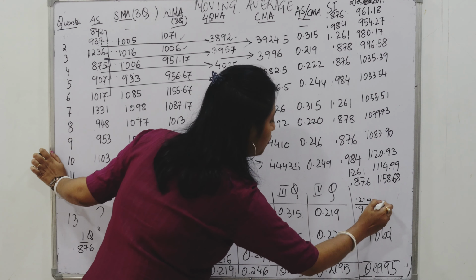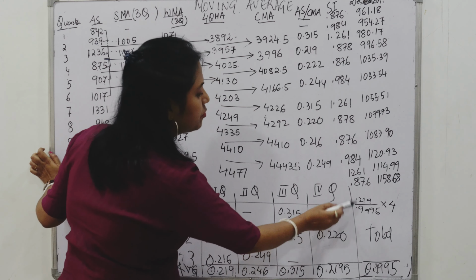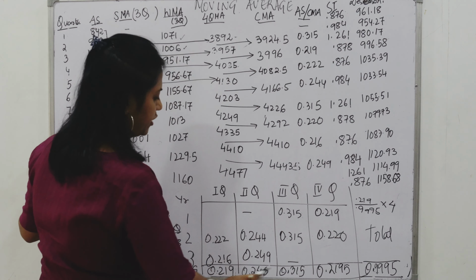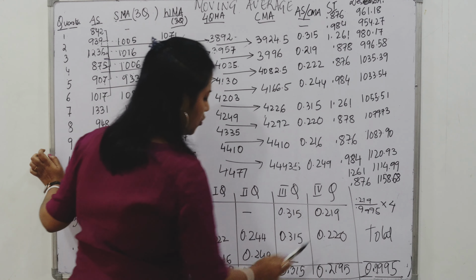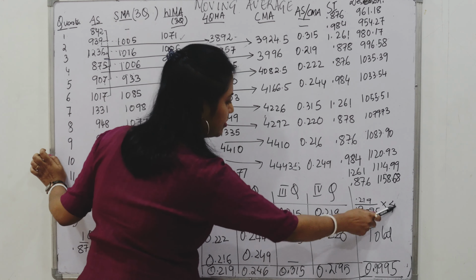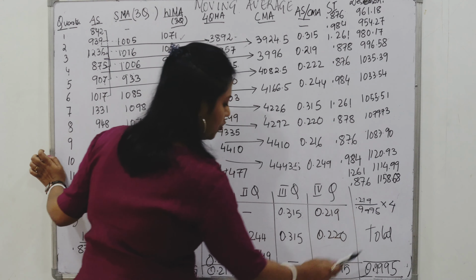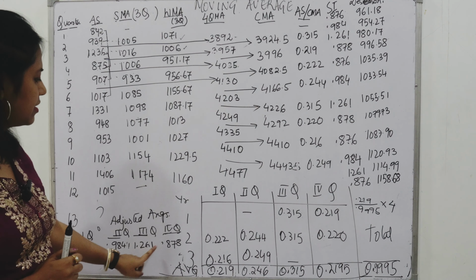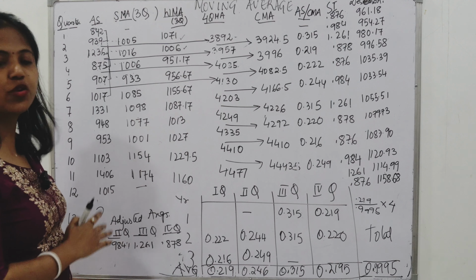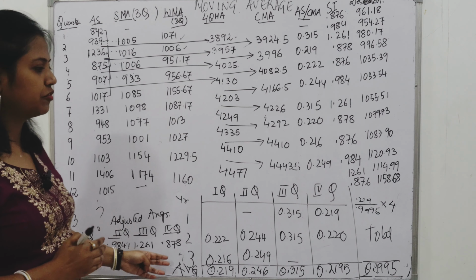0.9995 into 4. We want 4. So that means proportionally I am adjusting these values. I am raising these values proportionally. This divided by this into 4. This divided by this into 4. This divided by this into 4. This divided by this into 4. I am writing the values, this and this. Since space is limited, I cannot show the calculation for each of these.